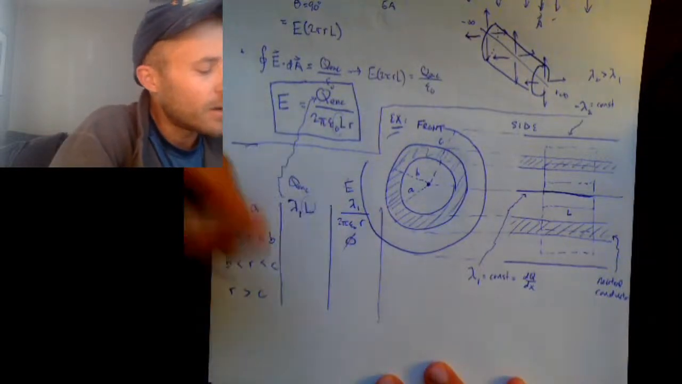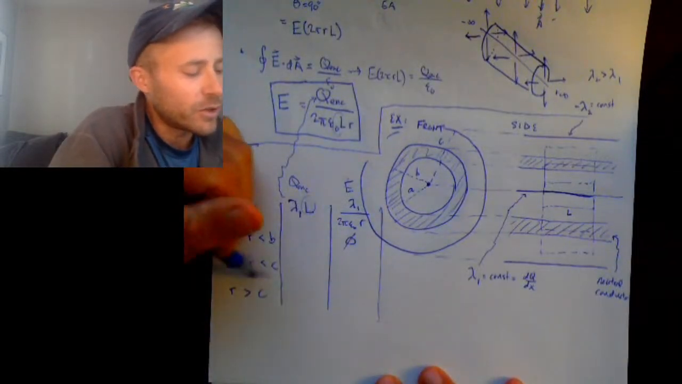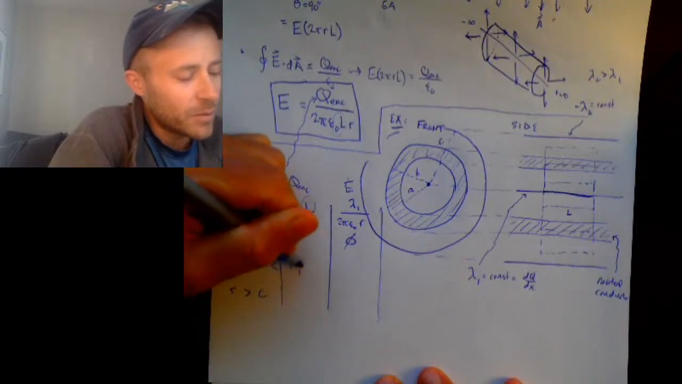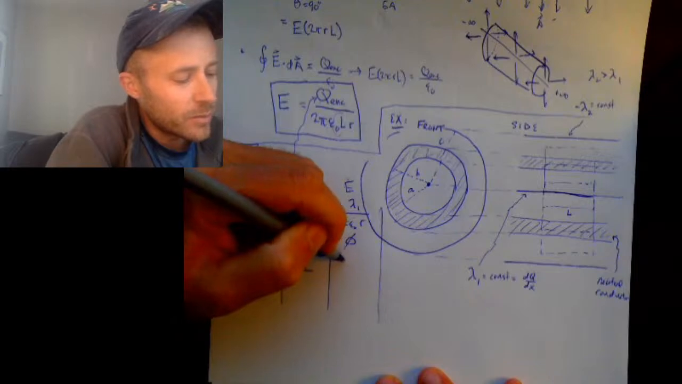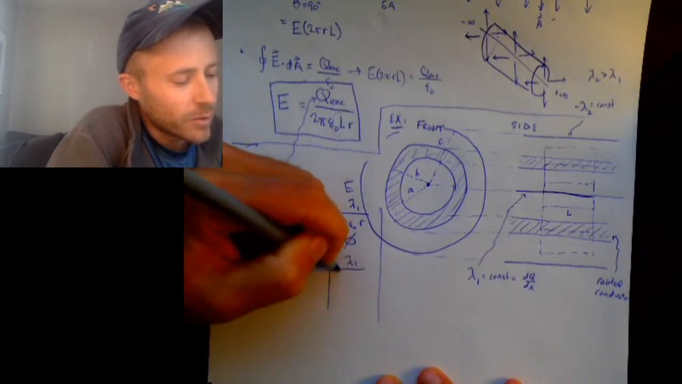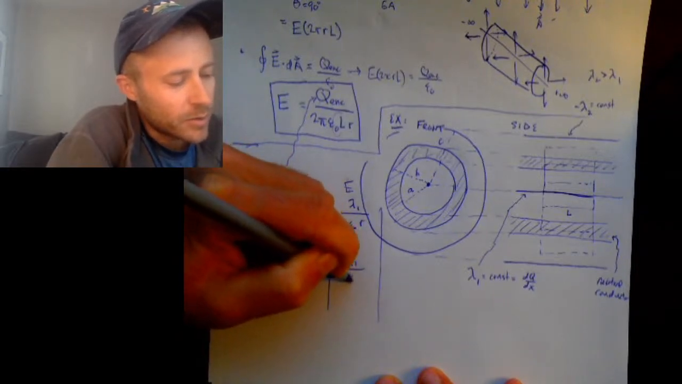So what that means is that the charge enclosed will once again be lambda 1 L, and our electric field will once again be lambda 1 over 2 pi epsilon naught R.